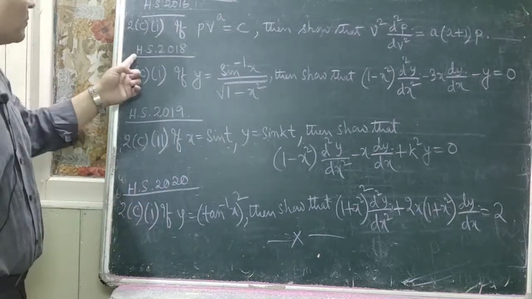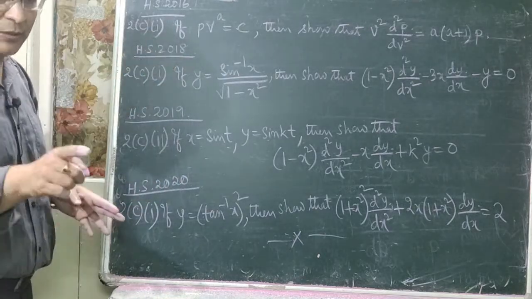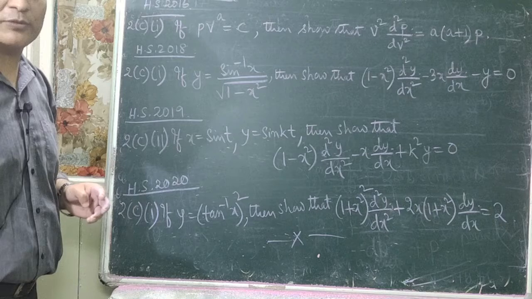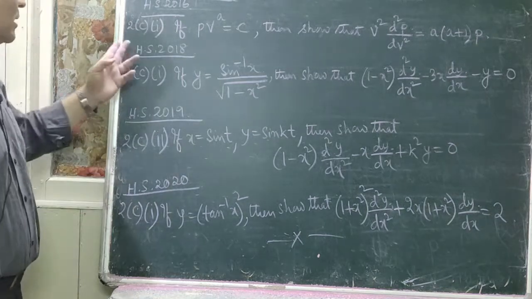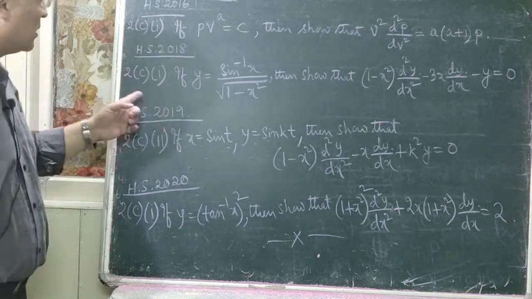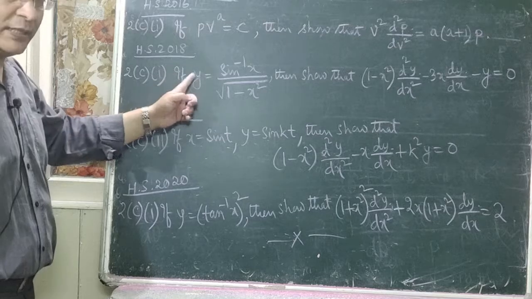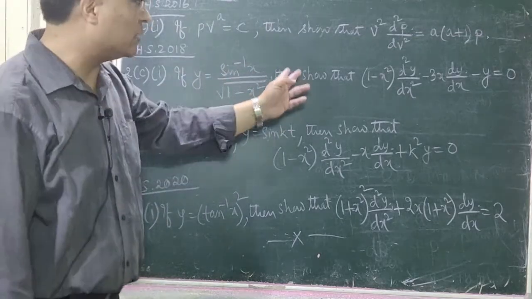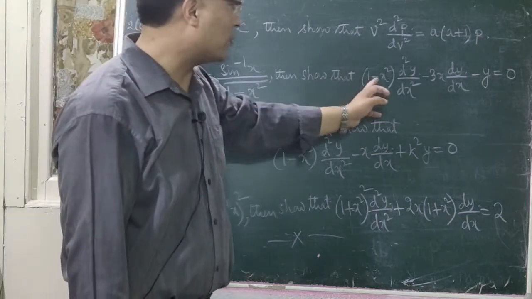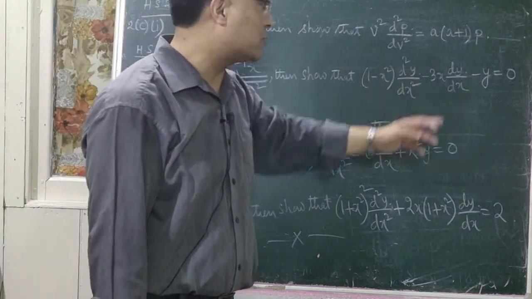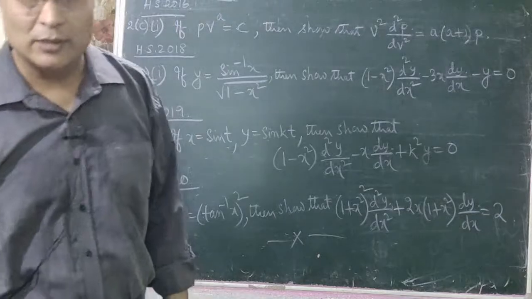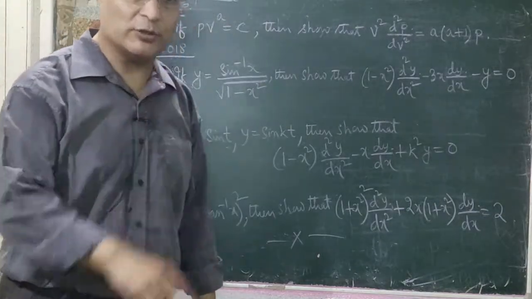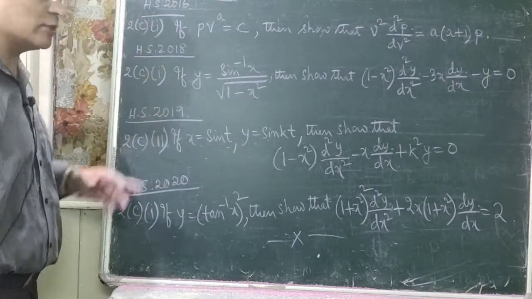Okay, this is from HS 2018. We have done HS 2017 and HS 2015. Okay, so HS 2018 is your homework. That is 2C number 1 is, if y is equal to sin inverse x divided by root under 1 minus x square, then you have to show that within bracket 1 minus x square into d2y by dx square minus 3x dy by dx minus y is equal to 0. I will not give you the hint, you have to do yourself. Okay, so this is also your homework.